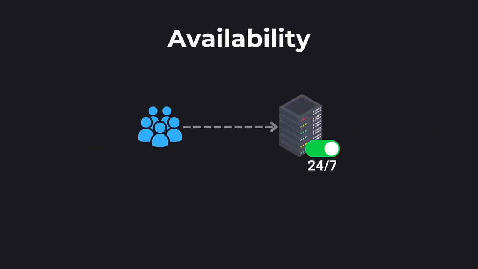So one important measurement of a system is availability. This is the measure of a system's operational performance and reliability. When we talk about availability, we are essentially asking, is our system up and running when our users need it? This is often measured in terms of percentage, aiming for that golden five nines availability.